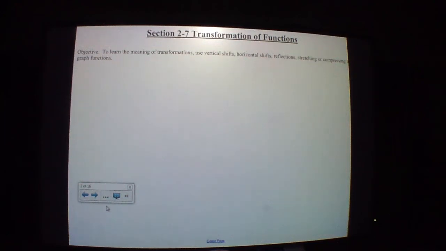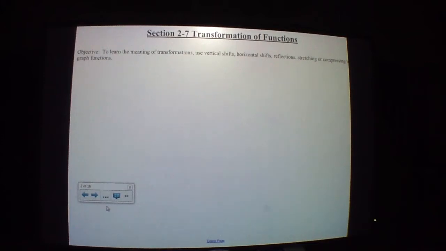Section 2.7, transformation of functions. We're going to talk about transformations of functions, moving it right, moving it left, moving it up, moving it down, rotating it around an axis. We're going to compress it vertically. We're going to compress it horizontally. We're going to stretch it vertically. We're going to stretch it horizontally.